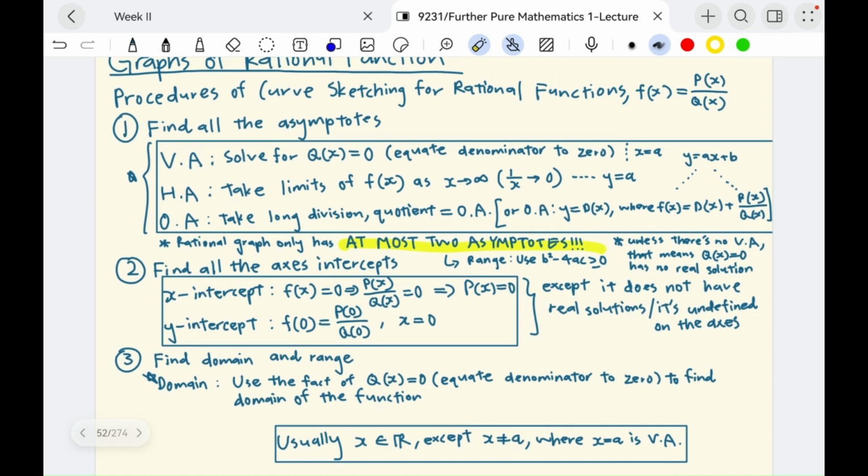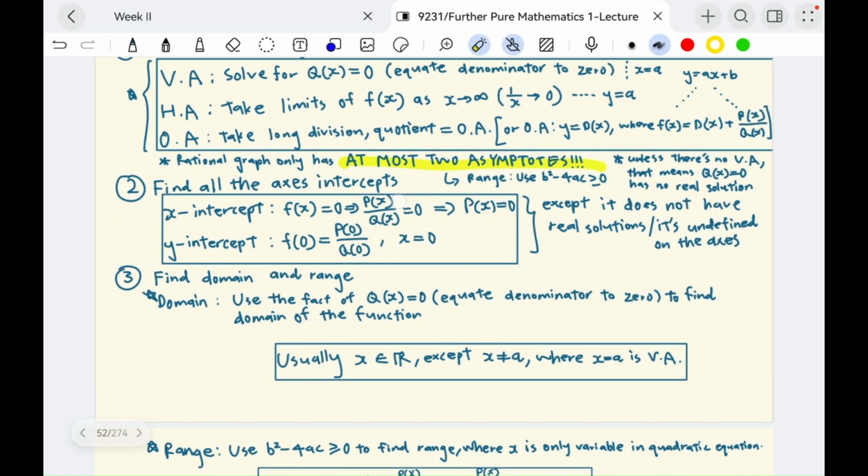So for VA, solve Qx equals to 0 to get the solution. Those roots will be the equations of the VA. For HA, take the limit of fx as x goes to infinity to get the equation of the HA. Oblique asymptote, generally, when the rational function is an improper fraction, you take the long division, and that quotient will be the OA to form an equation. So here is the general form after the long division has been undergone.